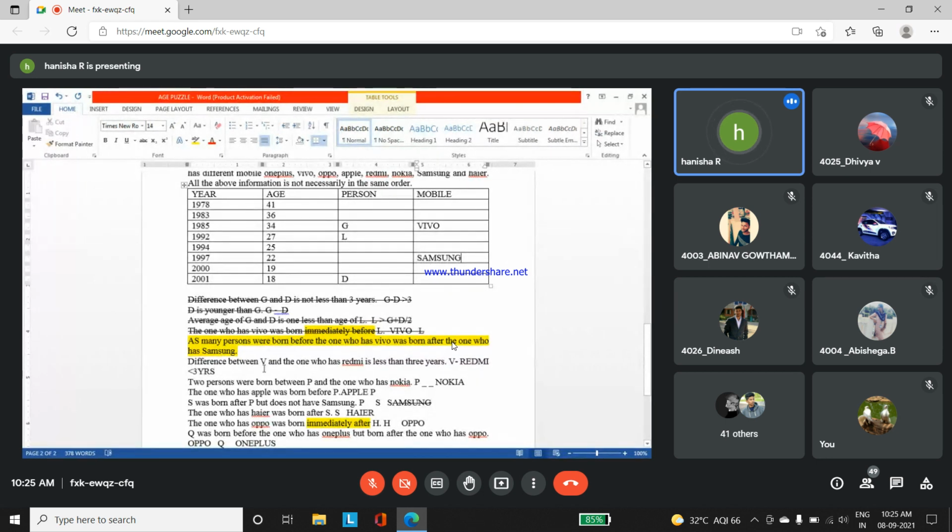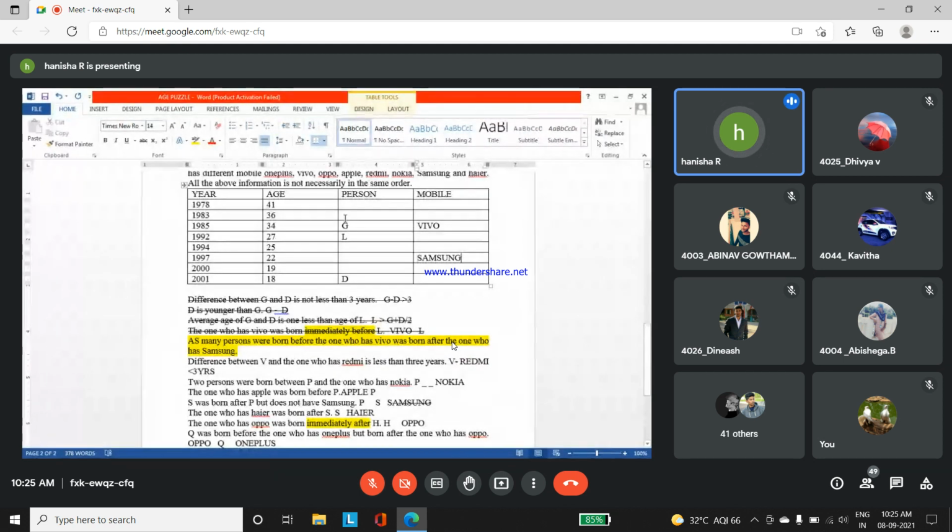The difference between V and the one who has Redmi is less than 3 years. So we need to find out where Redmi and V will come. It should be less than 3 years. So you have n number of possibilities: 36, 34, 27 is exactly 3. You will not have 27, 25, and then 19, 18. So these are the possibilities where you have V. The difference between V and Redmi should be less than 3 years.